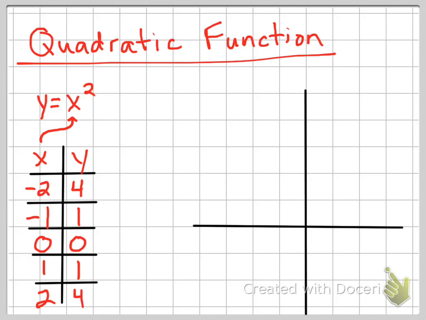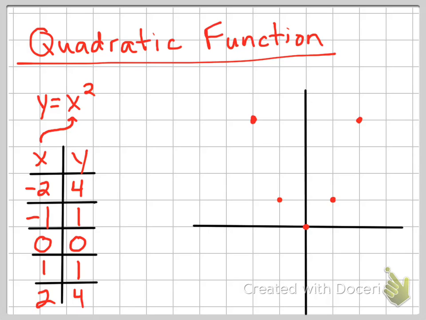Okay, so now I can plot these points. I have the point -2, 4. So I went -2 up 4. Then I have the point -1, 1. Then I have the point 0, 0. So that's right on the origin. I have the point 1, 1. Oh, right 1 and up 1. And then 2, 4. So right 2 and up 4.